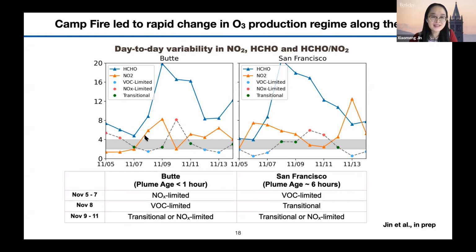And on the following days, we see that there is a further increase of the ratio, which leads to the regime transition going back to the NOx limited regime. And for San Francisco, it's a different story. Before the fire, the ozone formation is VOC limited.